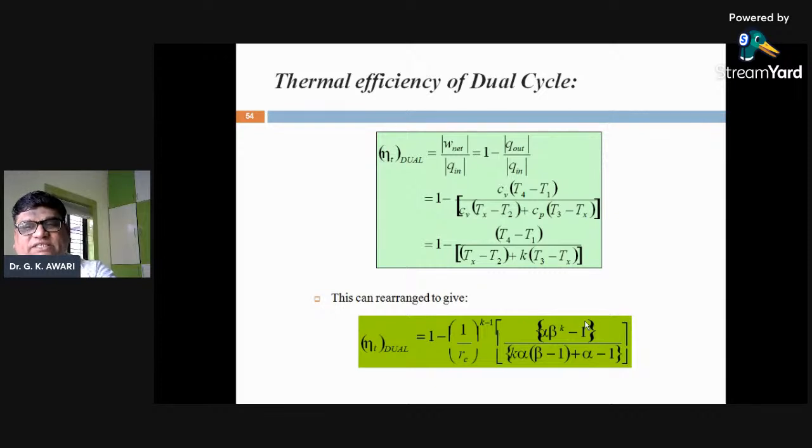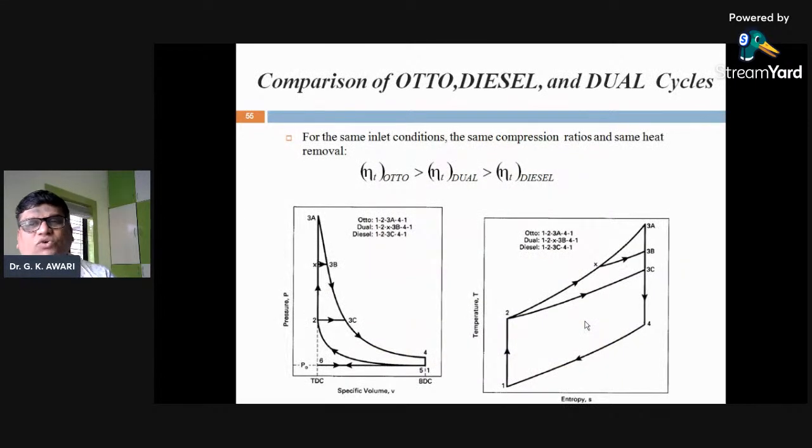So this equation can be rearranged to get a further equation: the thermal efficiency of a dual cycle is equal to 1 minus 1 by Rc to the power of gamma minus 1, in square brackets, alpha beta to the power of gamma minus 1 divided by gamma alpha (beta minus 1) plus alpha minus 1. So let us see the comparison of the Otto cycle, diesel cycle and the dual cycle.